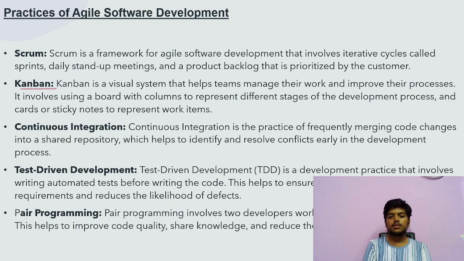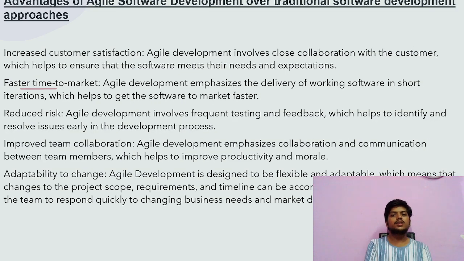Test-driven development involves writing automated tests before writing the code, which helps to ensure that the code meets the requirements and reduces the likelihood of defects. Pair programming involves two developers working together on the same code, which helps to improve code quality, share knowledge, and reduce the likelihood of defects. Advantages of agile software development over the traditional software development approach. Increased customer satisfaction. Agile development involves close collaboration with the customer, which helps to ensure that the software meets their needs and expectations. Faster time to market.